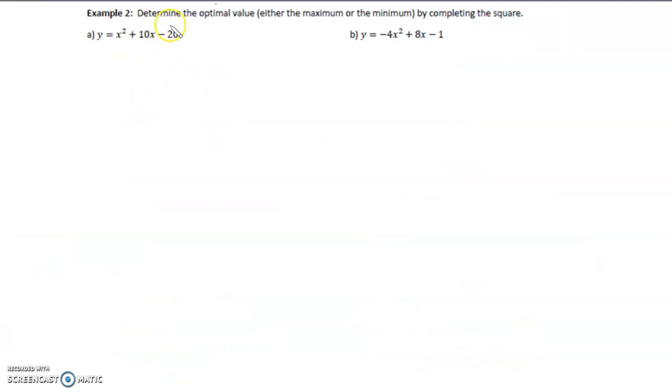Okay, this time we're going to build. This time it says determine the optimal value, so the max or the min. And we're going to do this by completing the square. So let's complete the square first. Bracket the first two terms. Take that x term, divide it by 2, 5, square it, we get 25. Okay, so inside of this bracket, we want to put plus 25 minus 25.